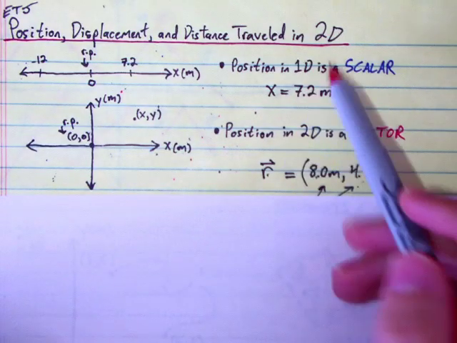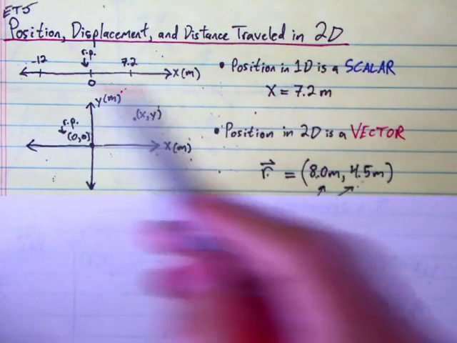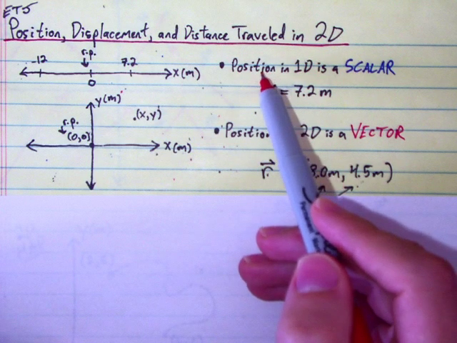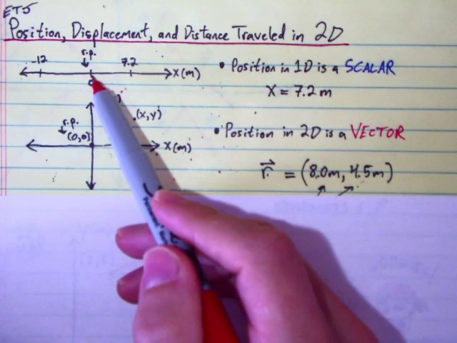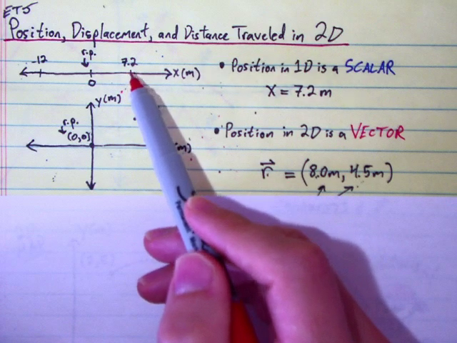Here we are now in 2 dimensions. In a 1D world, it's really easy to specify the position of something. You just need to use one number. Define a reference point, and then say your position is 7.2 meters, and we know you're located right there.